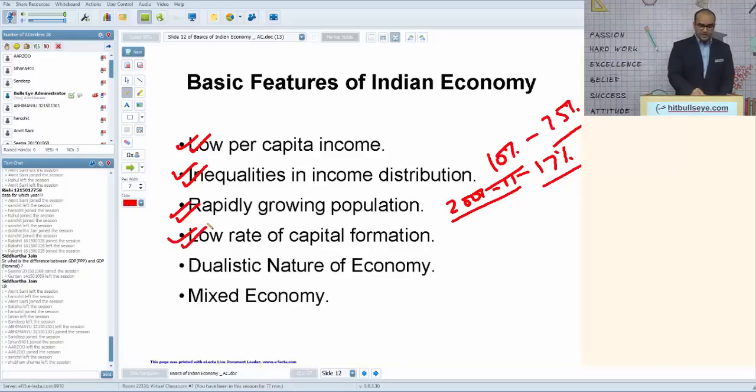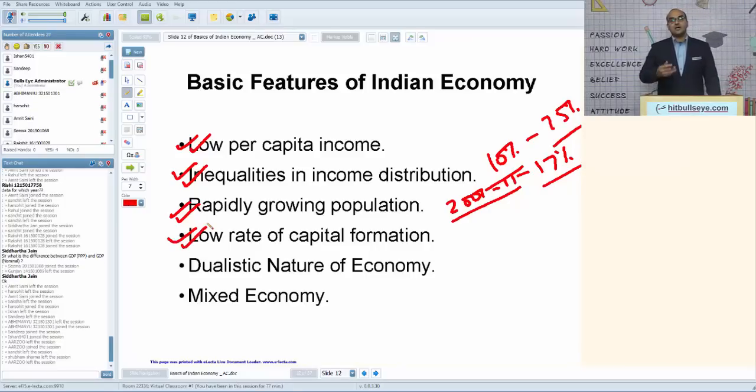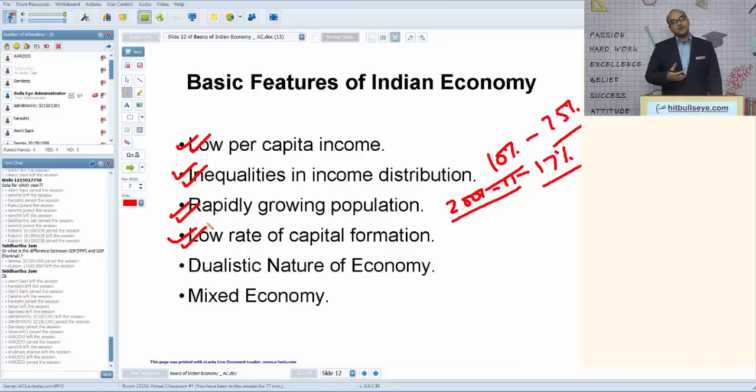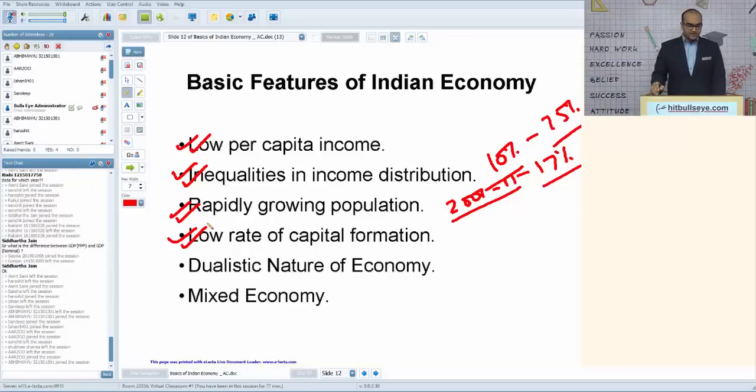There is a low rate of capital formation. Now India has been capital starved or capital poor ever since our independence from the Britishers. So that is why we keep on looking at foreign countries to bring in more FDIs or foreign direct investments in our nation. So we have a dualistic nature of economy.